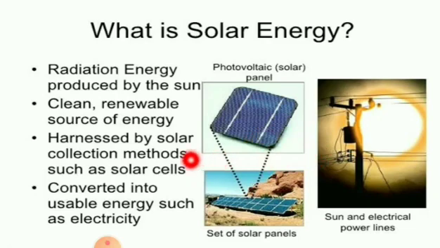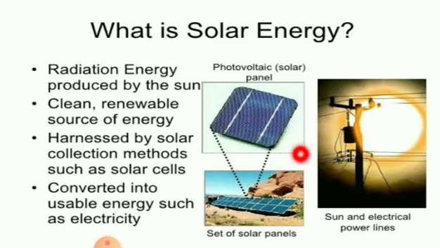It is a renewable type of energy without endangering the environment. So solar energy is not a disorder of our environment. It is a potential source to replace fossil fuels in order to meet the needs of the world. It is harnessed by solar collection methods such as solar cells, converted into usable energy such as electricity. Which energy? This energy, solar energy, is converted into electrical energy.